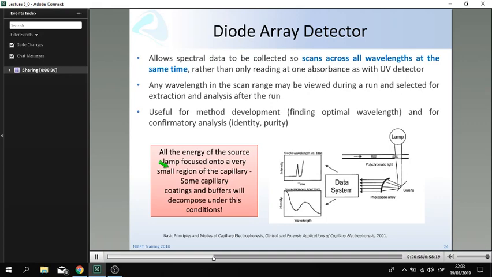The only thing you have to be careful with is that, because in your lamp you're not picking just one wavelength, all of them are there. That means all the energy of your lamp is focused on a very small region of the capillary. That can really damage your capillary, and it can damage your buffer. So you have to make sure that you have coatings that are compatible to use with it, and buffers that will not decompose under these conditions.